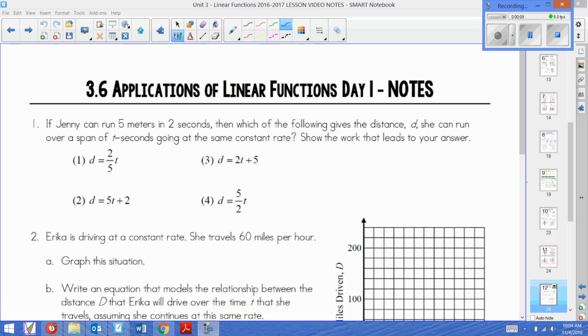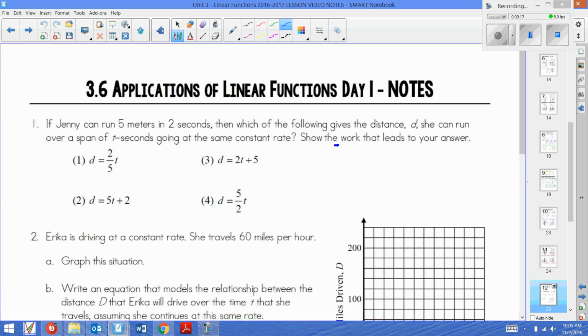So there's lots of examples. Let's just get started. Number 1 says, if Jenny can run 5 meters in 2 seconds, so Jenny can run 5 meters every 2 seconds, then which of the following gives her distance, d, she can run over a span of t seconds going at that same constant rate?